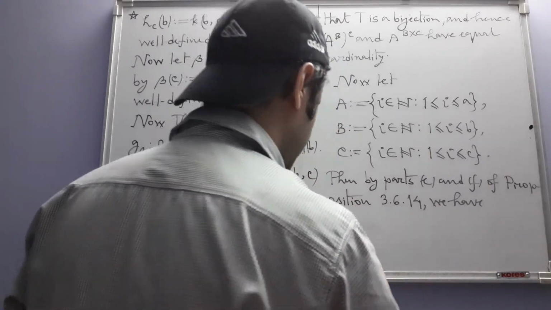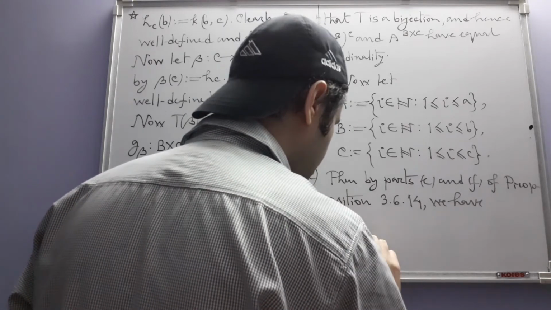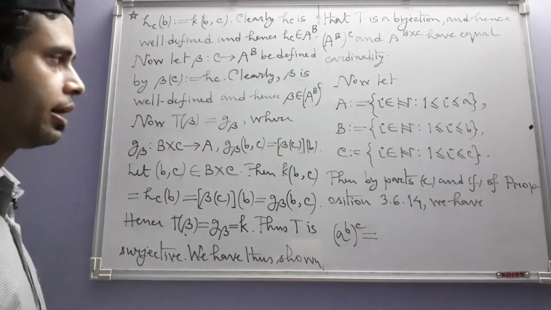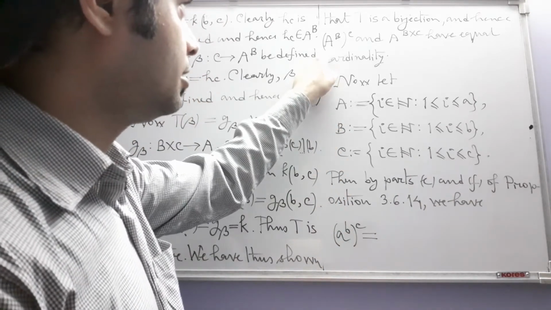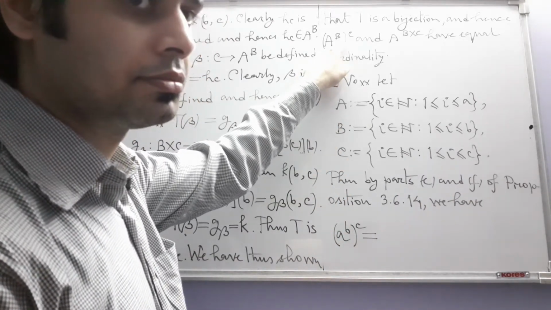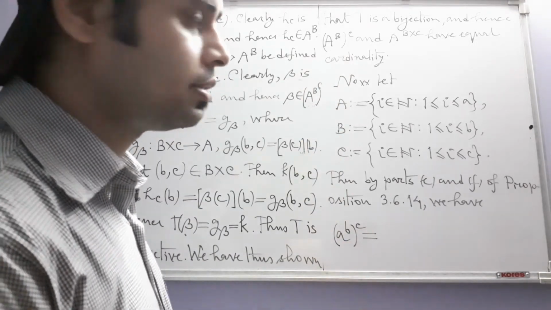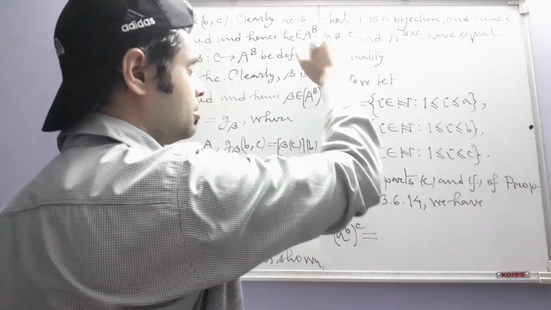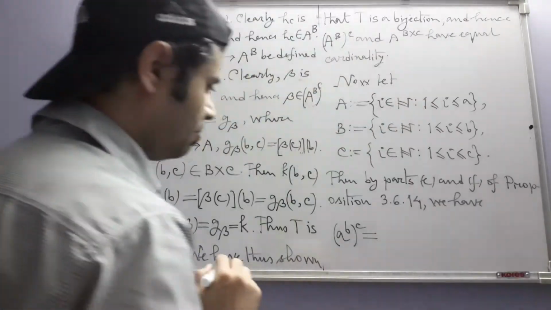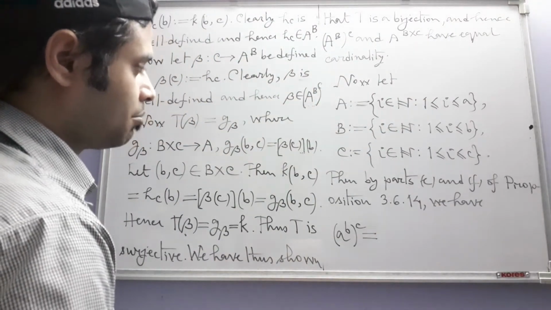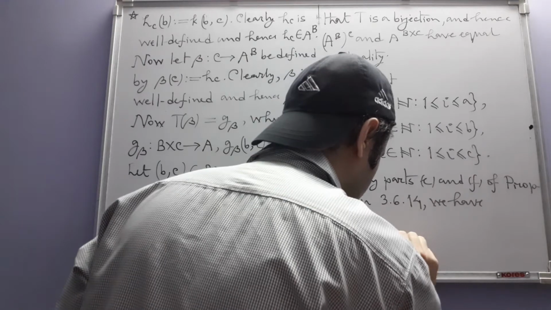In the beginning itself I am taking the cardinality of a to the power b to the power c. Note that by part F, a to the power b is the cardinality of this set, and a to the power b to the power c is the cardinality of this entire set. So we will have a to the power b to the power c, but I cannot write it in that way. I have to argue step by step.